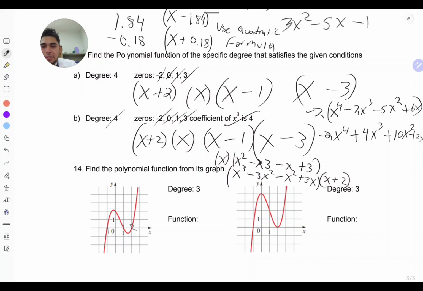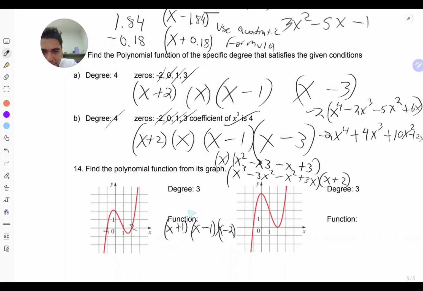Now we're going to go on to number 14. So find the polynomial functions from its graph. So this is one of the easy ones again. So this one, the graph crosses at negative 1, it crosses at 1, and it crosses at 2. Okay, the multiplicity of this 0 is 1, the multiplicity here is 1, the multiplicity here is 1. So therefore, it's a degree of 3 function, so that we are expecting 3 zeros. Okay, so therefore, we should get x plus 1 times x minus 1 times x minus 2.